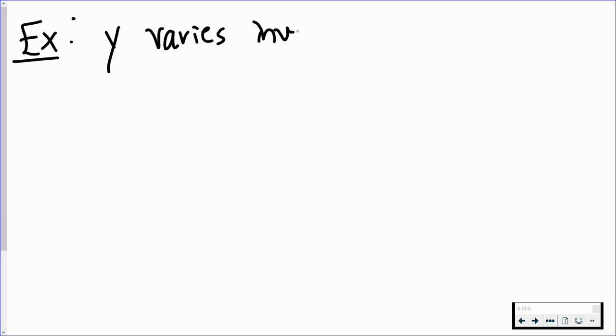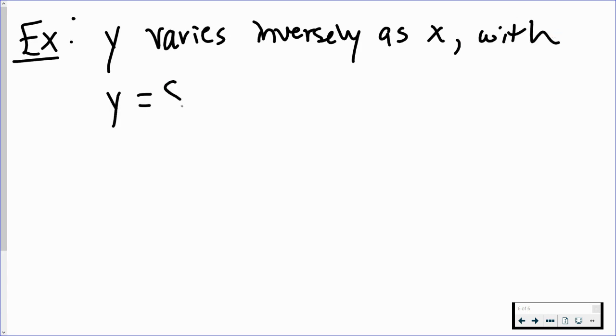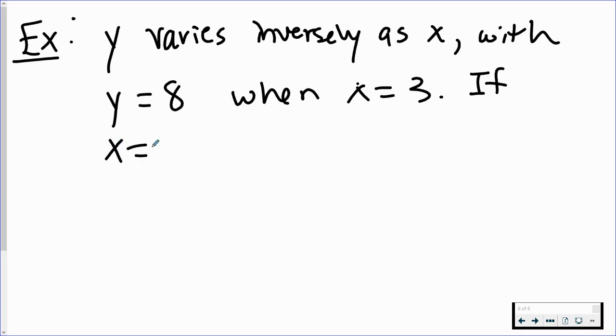Okay, so let's say that they tell us that y varies inversely as x, with y equal to 8 when x equals 3. If x equals -4, then y equals what? Okay, so let's think about this problem. They took it a step further. They didn't ask us to find that constant of variation first, but that's what we're going to have to do.